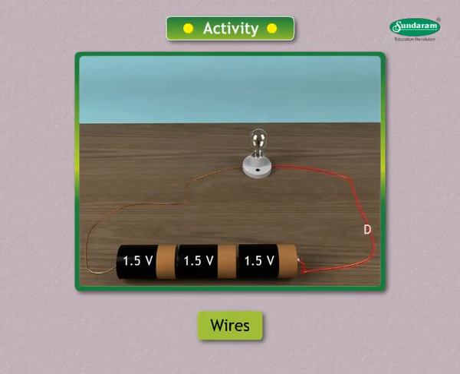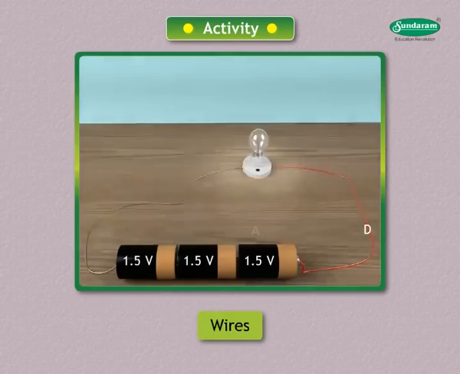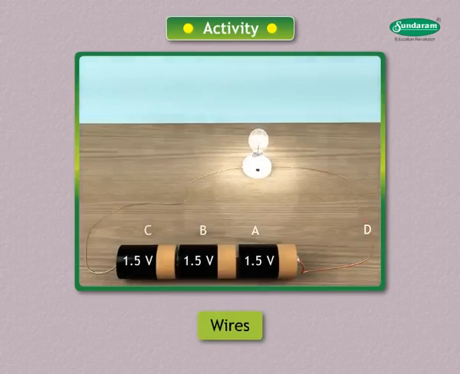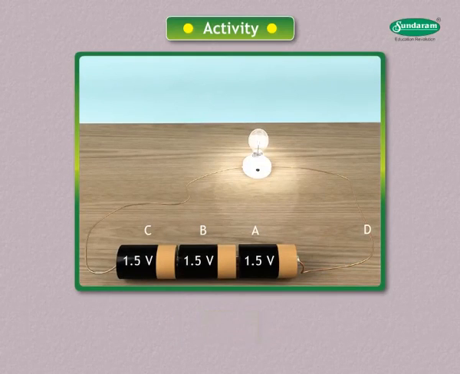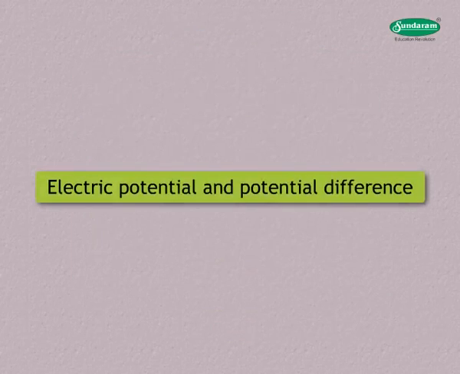Connect end D of the wire at points A, B and C respectively and observe the bulb each time. Note down the observations. The bulb glows each time the wire is connected to the cell. Now we will study electric potential and potential difference.